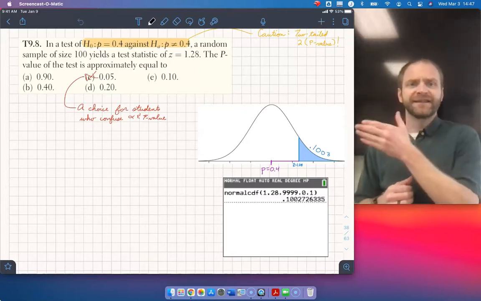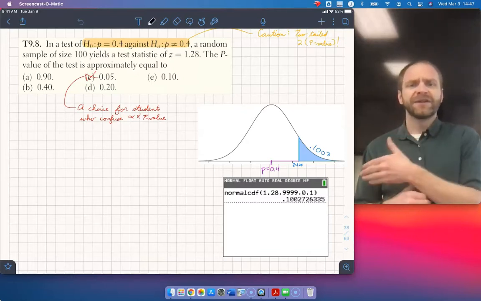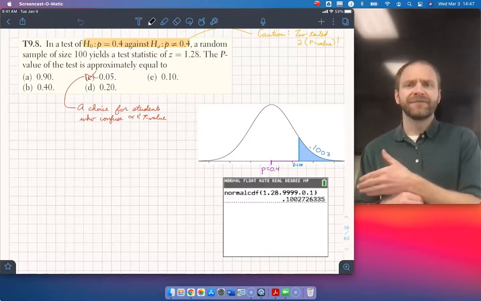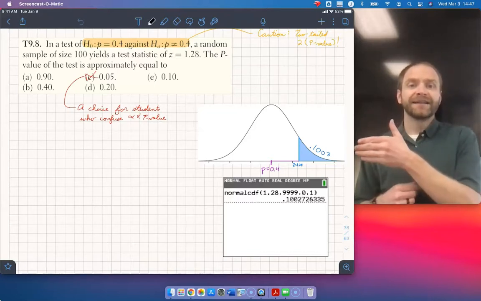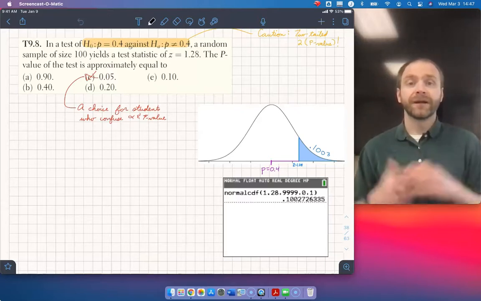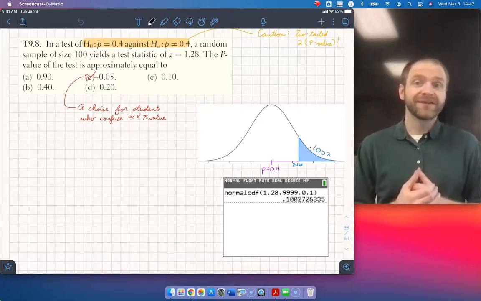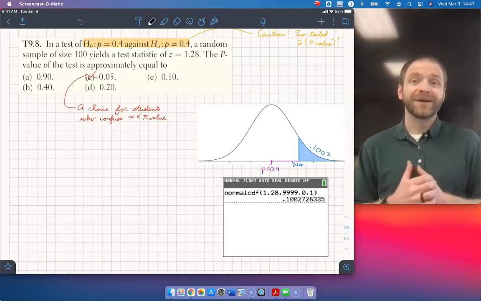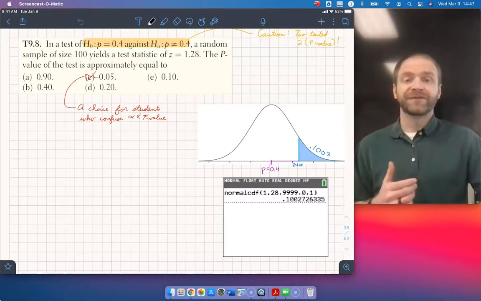And so I have a test statistic of 1.28. And so I went to my calculator and I did normal CDF because it's a p, which means I'm dealing with areas. And so I find this area to be 0.1003. Awesome. Do you know why that's awesome? It's because look at choice E. Choice E says 0.10. But there's a problem.